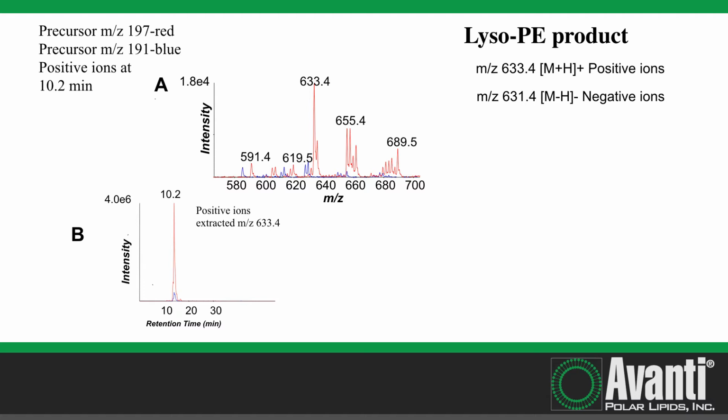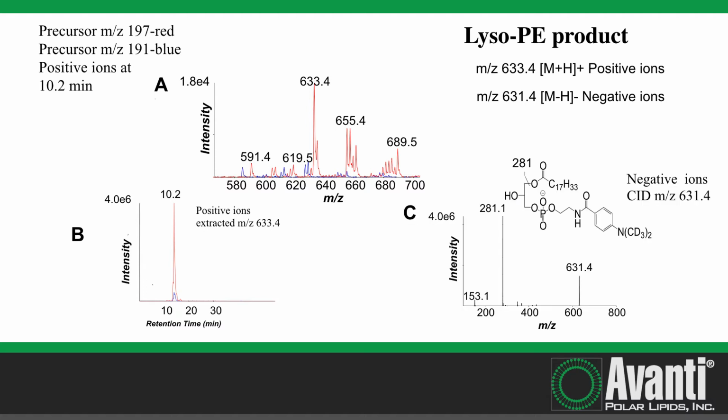So what is that ion? We know its mass is 633. We know it's a derivative, but we don't know what molecular species it is. So now we go in and look at the negative ions of now 631, 2 mass units different because we're looking at negative ions. And now we see it's got 281, there's a big peak here, and not much else. And if we add the mass of the PE and the derivative and add now 281, we are left with 631. So this has to be a lyso PE product. So a free radical product of oxidation of these PE species are lyso PE species.